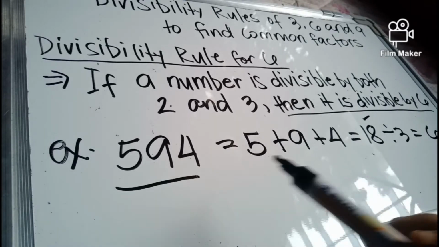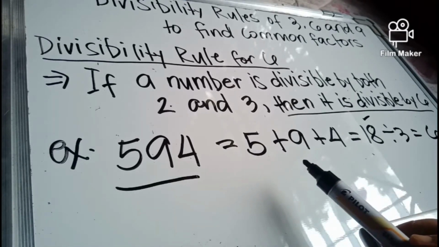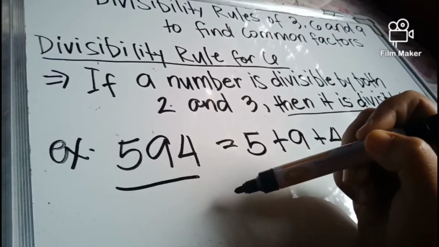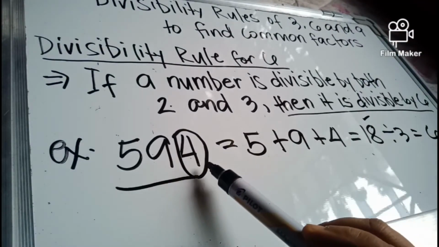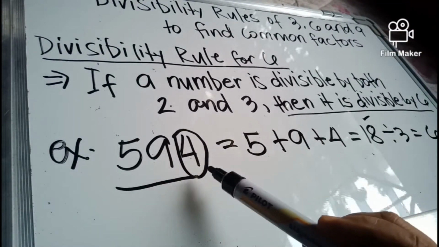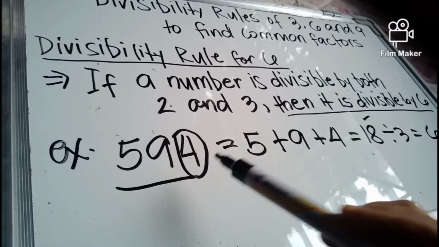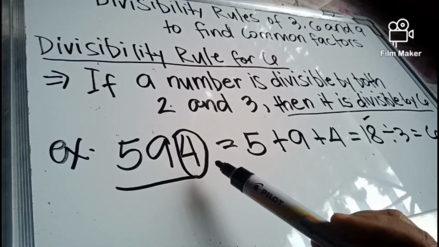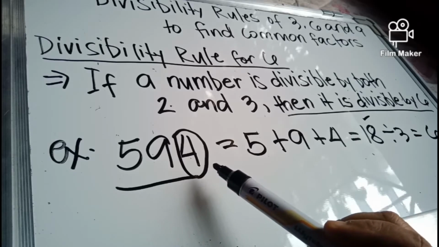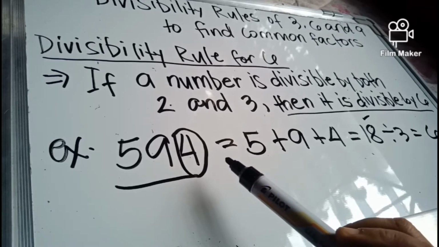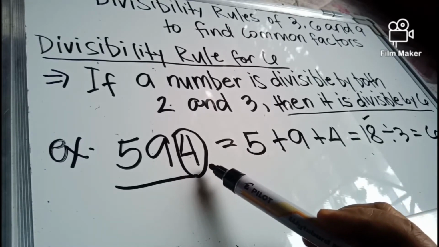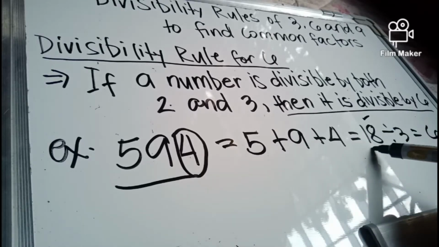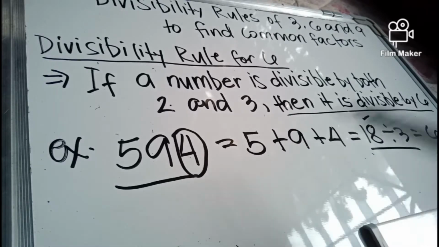Titingnan naman natin if 594 is divisible by 2. So, as we can see, 594 ay nagtatapos sa number 4. Therefore, it is an even number. So, doon siya sa rules that all numbers ending in even numbers like 0, 2, 4, 6, and 8 are all divisible by 2. So, 594 is divisible by 2. It is also divisible by 3. Therefore, 594 is divisible by 6.